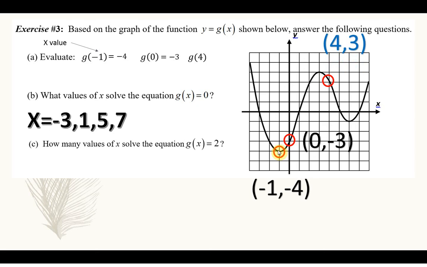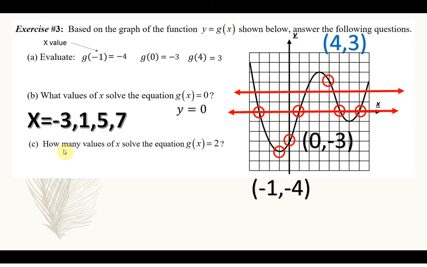So what values of x solve this equation? Remember, your solutions are always going to be found on the x-axis. That's where negative 3, 1, 5, and 7 are coming from. They are where all of those answers are on the x-axis. It's where y is 0. Remember, g of x is just the y value. So y equals 0 is a straight line that we just put up in red. All those values cross right there. So that's why we state it.